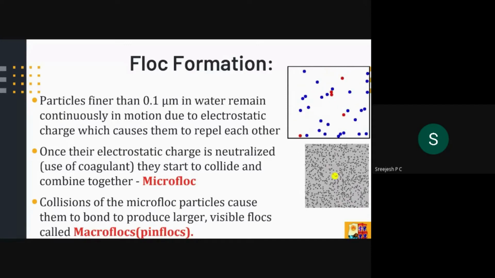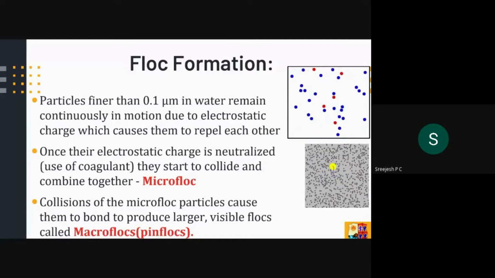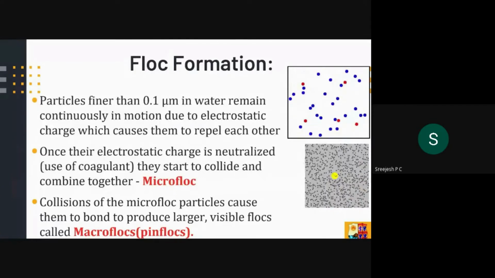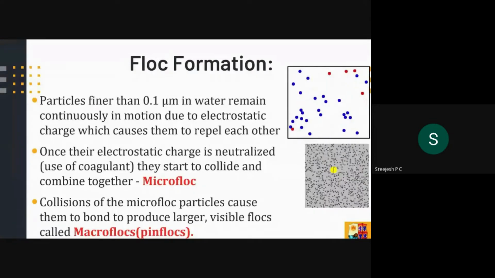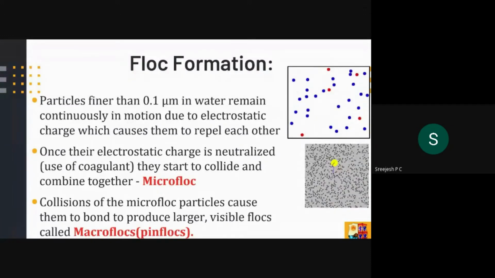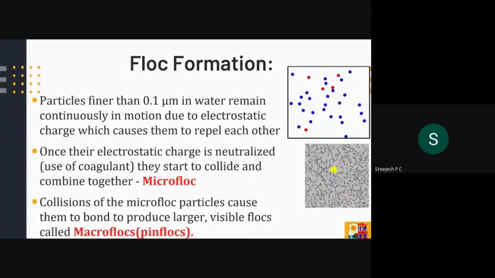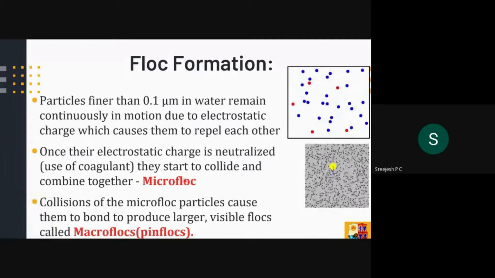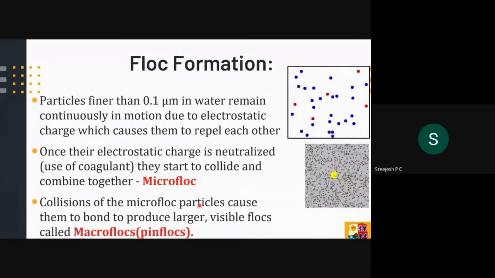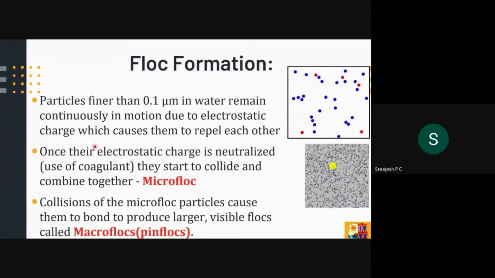Now, what we are trying to do is neutralize the charges. Then they start colliding with each other, and they form a smaller aggregate called the microfloc. So microfloc formation will be happening there. That is the first step. So when will the microfloc formation take place? When we do the coagulation.